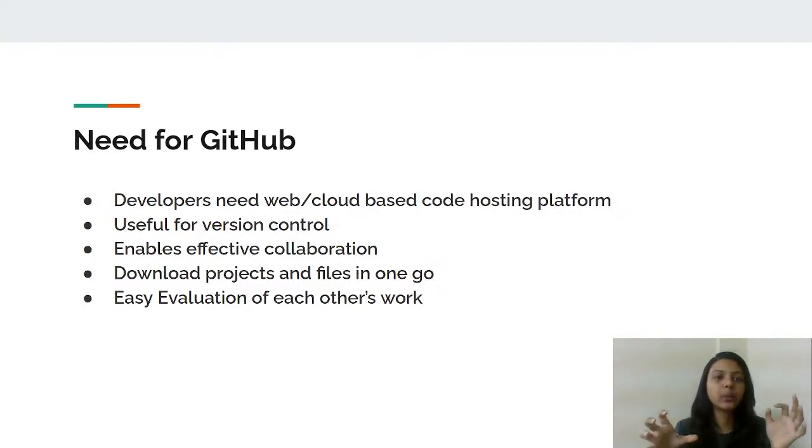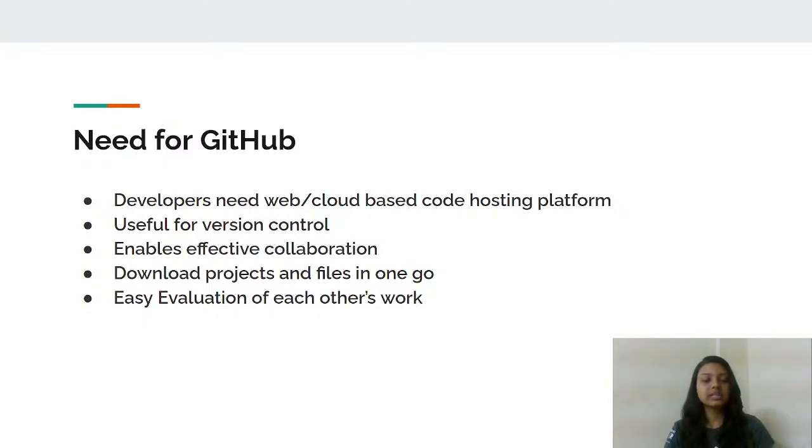GitHub provides an option to download the zip file of a particular repository or project, using which you can get the overall copy of the files uploaded on GitHub. And the next thing is the easy evaluation of each other's work. You can easily visit any GitHub profile and easily evaluate the code that has been pushed or merged in that profile.